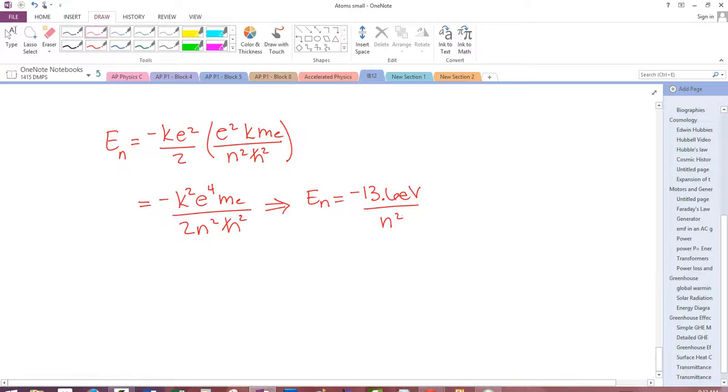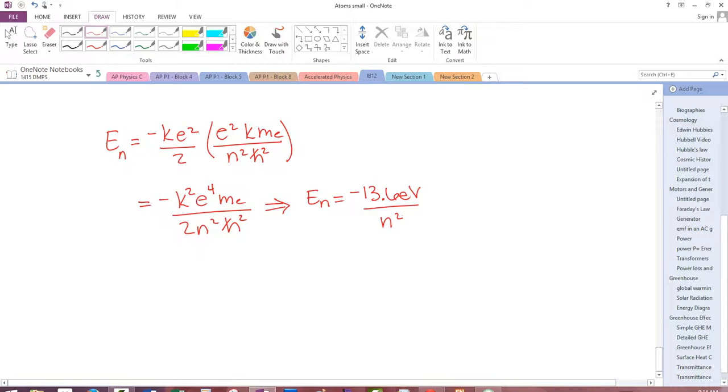Have you heard 13.6 before? Does that sound familiar to you? It is the ionization energy for hydrogen. What is ionization energy? The amount of energy needed to pull the electron off. So that's how much energy it has.